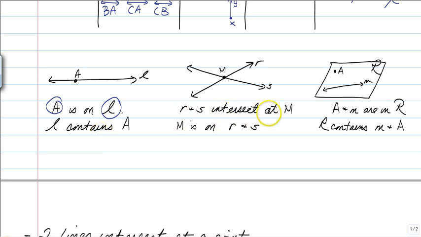R and S intersect at M. So R and S are lowercase scripted letters, intersect at a capital letter. So we have 2 lines that intersect at a point, M. Okay, and that's what this picture is using. Then we have capital letter A and lowercase scripted M are on capital scripted R. That means point A and line M are in plane R. Or vice versa, R contains line M and point A.